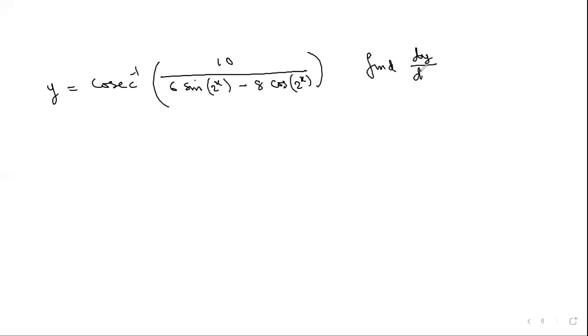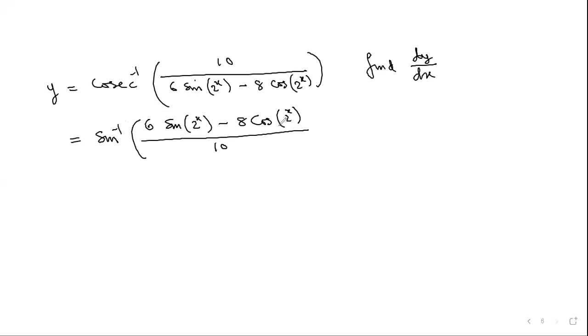So my homework will have this type of problem. First and foremost thing, what should I do? Tell me. Convert to sine inverse. Yes, convert into sine inverse. So the numerator becomes 6 sine 2 raised to x minus 8 cos 2 raised to x divided by 10. That became sine inverse. Now look at the 6, 8, and 10. Do they form a right angle triangle?